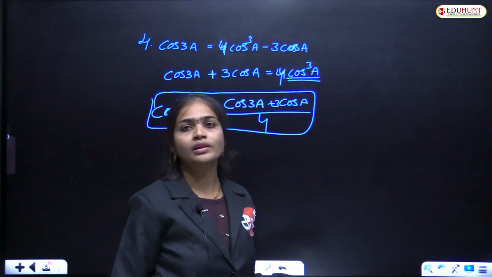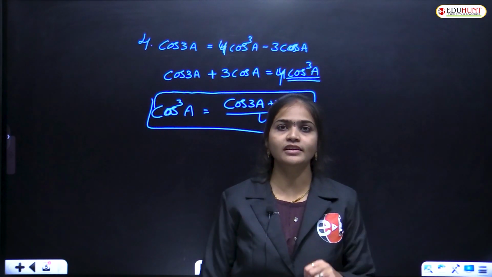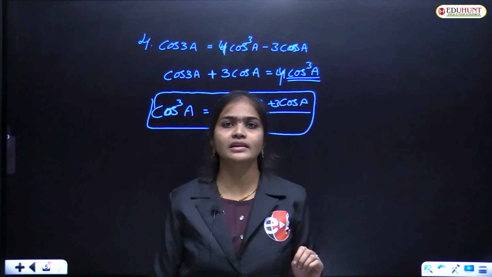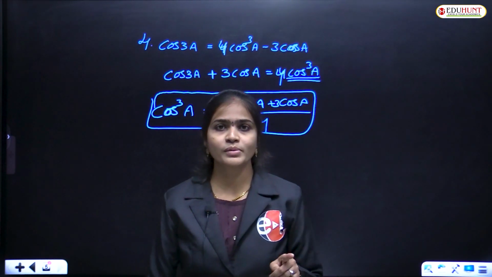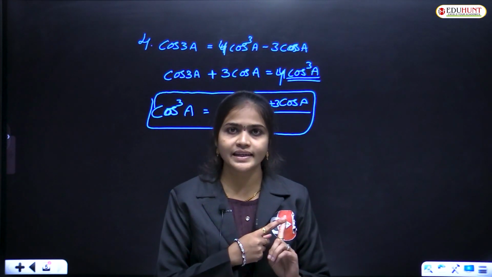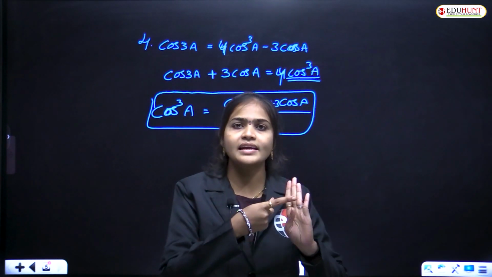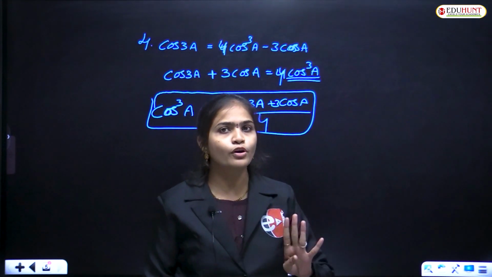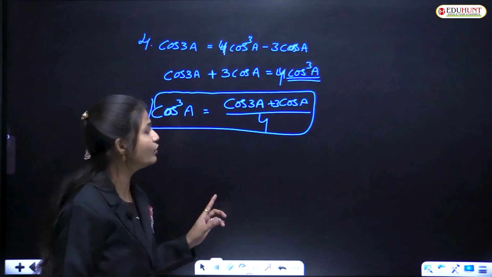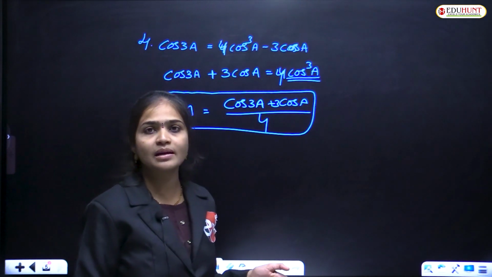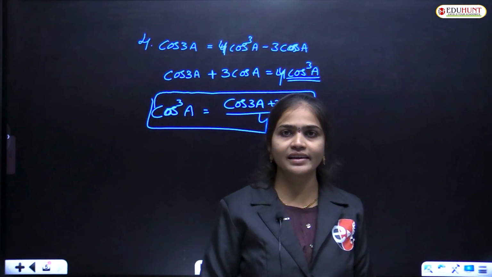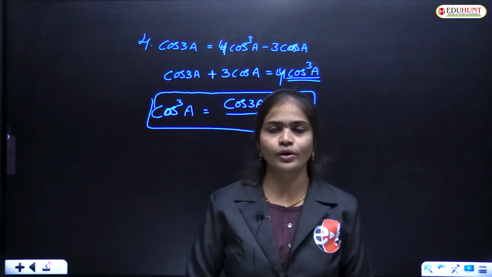Understand, children? In this video, how many formulas did we learn? 4 formulas. What is the first formula we learned? That is sin 3A, next sin cube A, next cos 3A, next cos cube A. So these 4 formulas we learned in this video. In the next video, we will discuss the formulas related to tan and cot. Okay, thank you all.